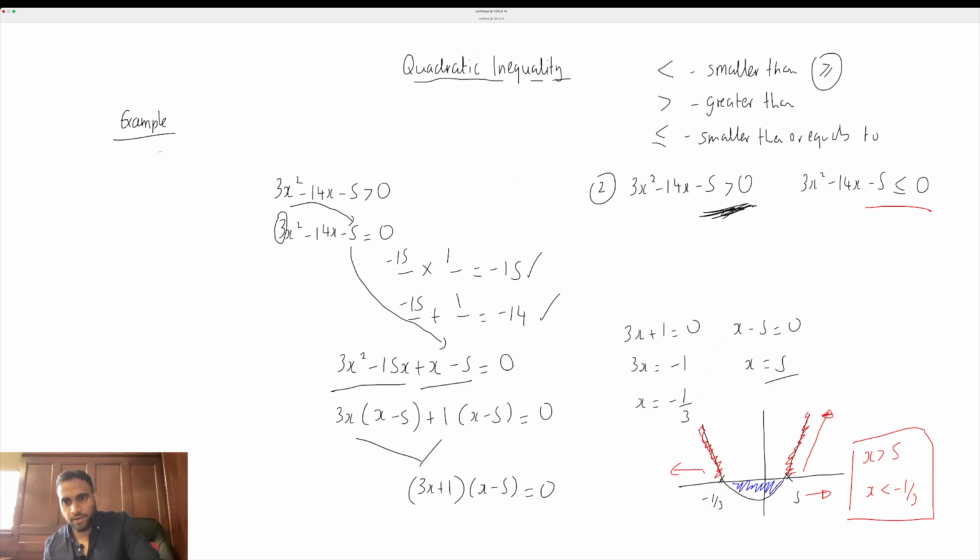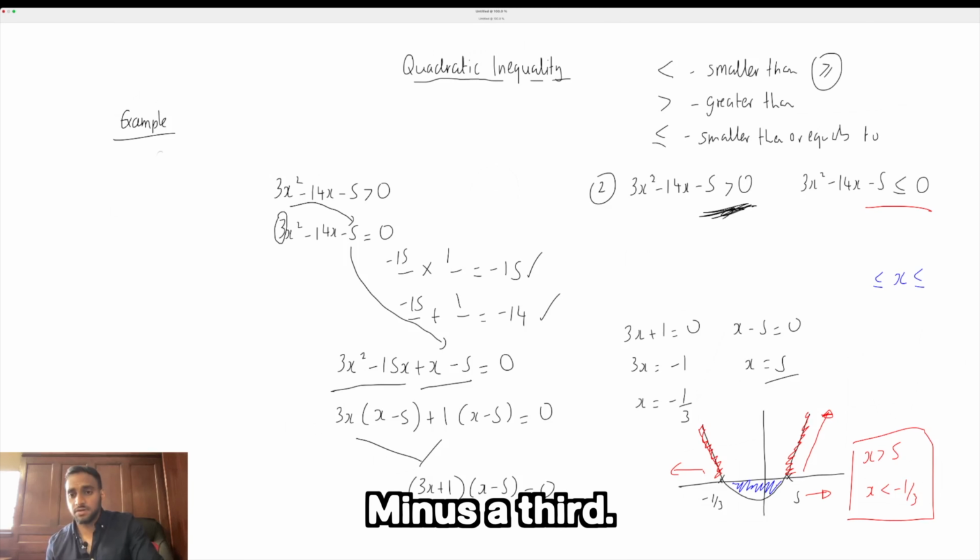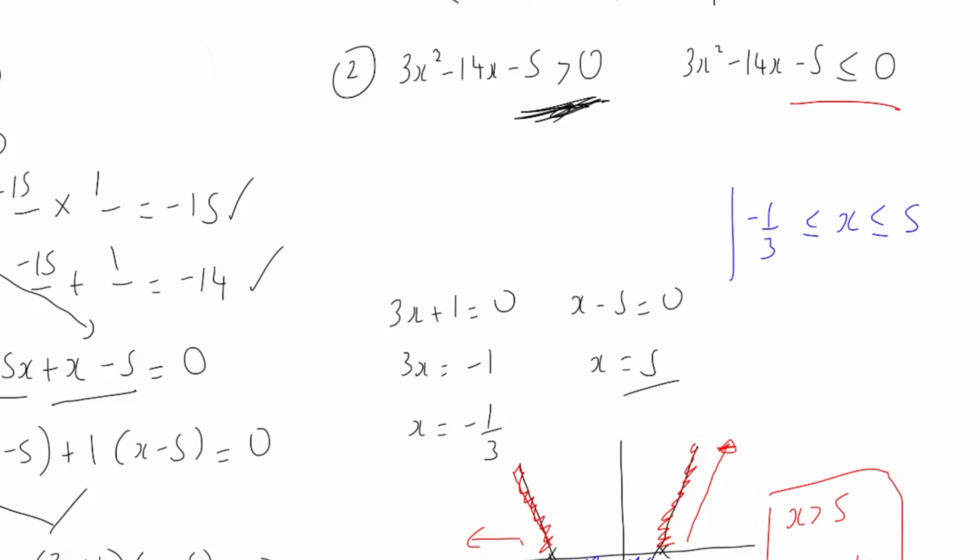Yeah. So if you remember, what would I do? I would write x like this, and I'll put the sign equals as well, because it's an equals. What's on my left side of the graph? Minus 5. So I put that as minus a third. And the right side, 5. That's your answer for the second part, for this one.